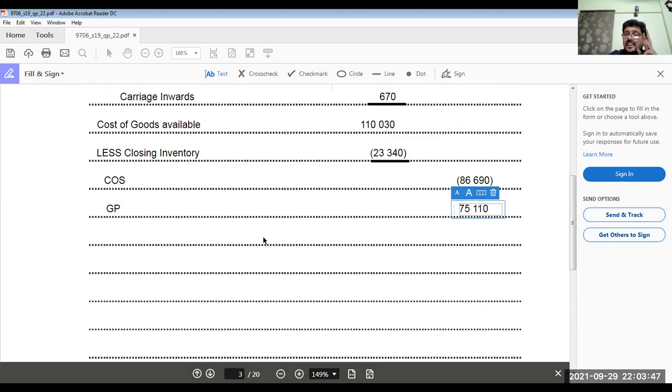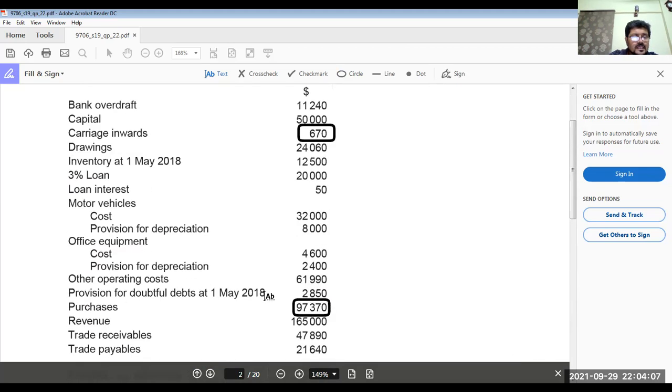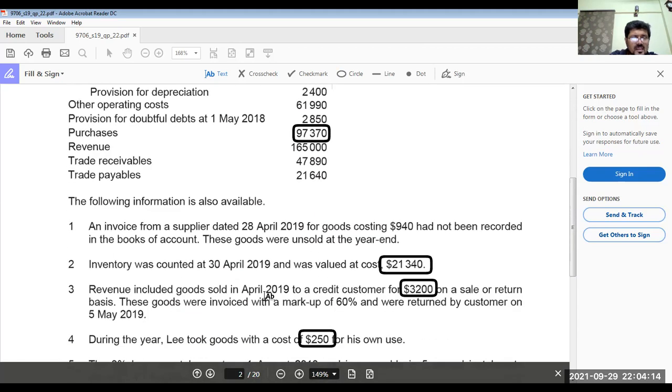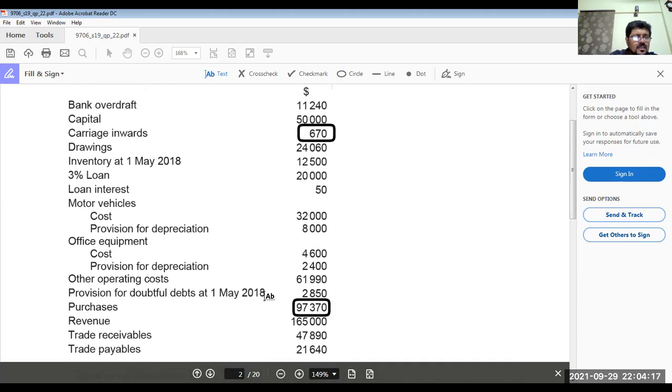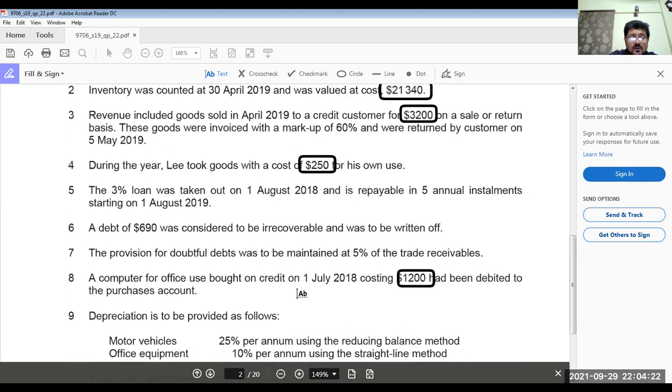Now there are three items we have to include after gross profit. Don't forget, every time whatever gross profit you are making, stop and think. First, decrease in provision for doubtful debts. Second, discount received. Third, any other income. I don't find any other income over here. I don't find even discount received over here. But there might be a chance of a decrease in provision for doubtful debts.